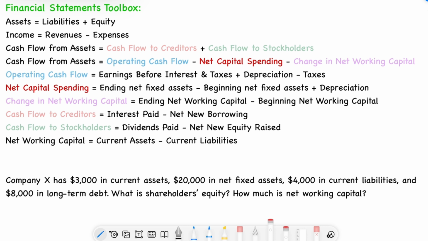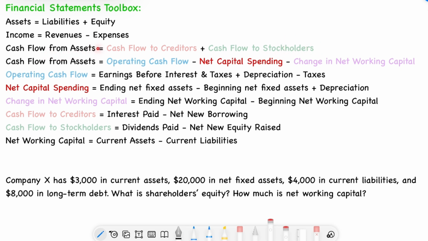Let's get started by looking at what is in our toolbox. So first of all, we've got our assets equals liability plus equity. That's our balance sheet equation, our accounting equation. Pretty simple. Income equals revenues minus expenses. Another very simple thing. We've got cash flow from assets. It's going to be our cash flow to creditors plus our cash flow to stockholders.